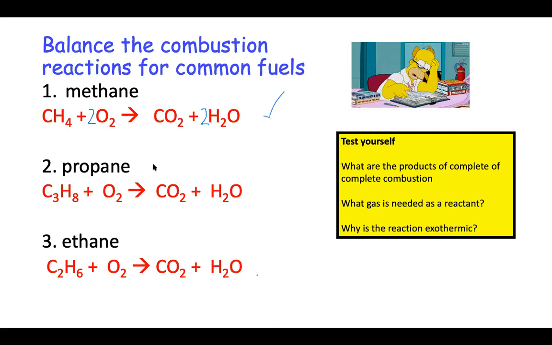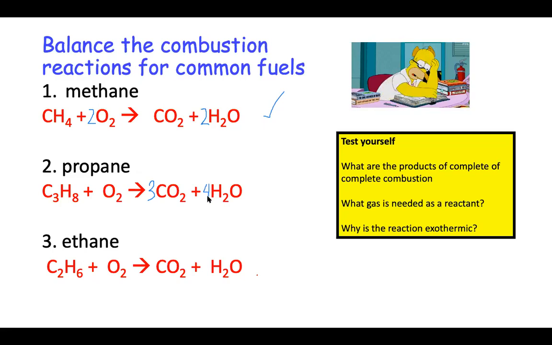Propane. Okay, so remember, we always leave the oxygens until last. We've got a few things to sort out here. So the first thing we need to sort out is the carbons. There's 3 here and only 1 here, so I can put a 3 in front of there. And we've also got 8 hydrogens here, but only 2 here. So I need to put a 4 in front of there.